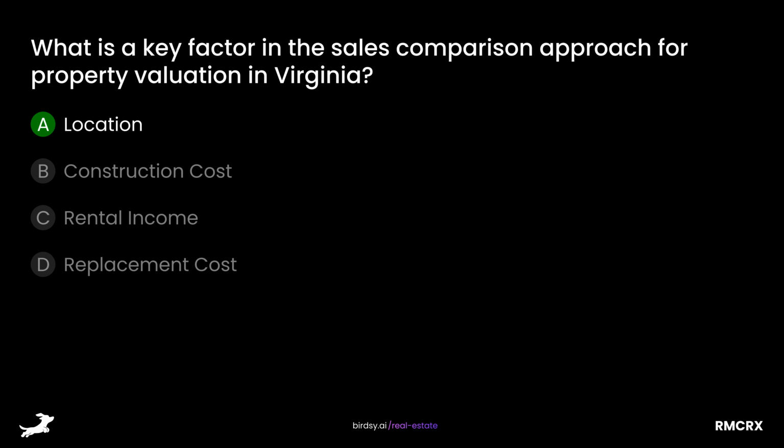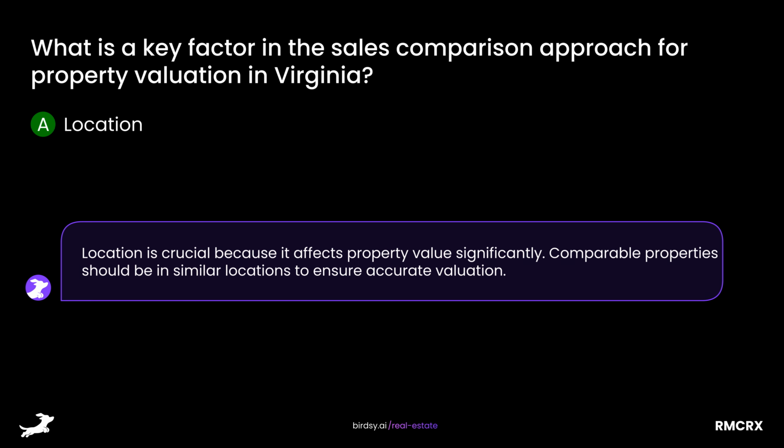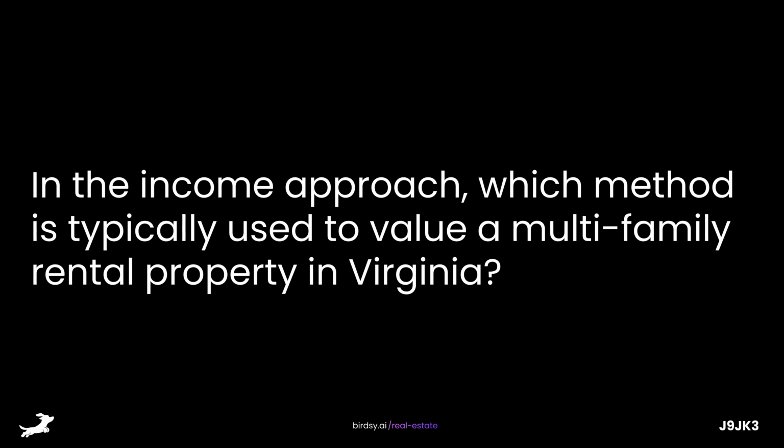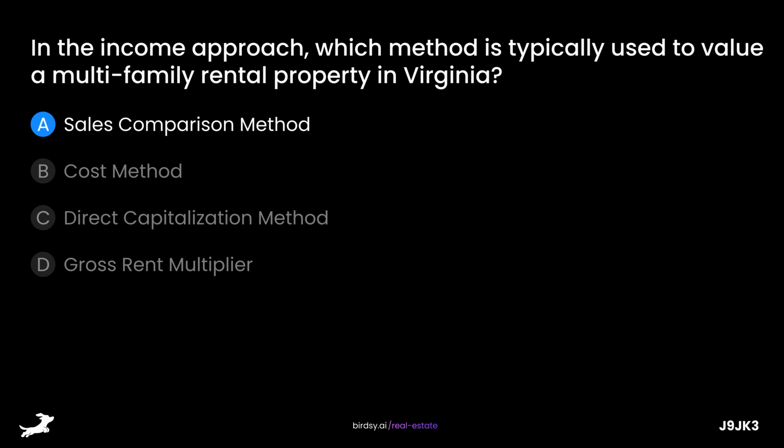The answer is A, location. Location is crucial because it affects property value significantly. Comparable properties should be in similar locations to ensure accurate valuation. In the income approach, which method is typically used to value a multifamily rental property in Virginia? Is it A, sales comparison method, B, cost method, C, direct capitalization method, or D, gross rent multiplier?